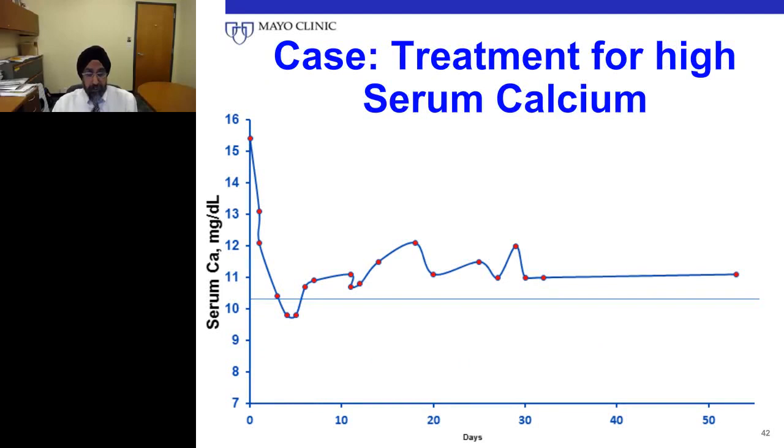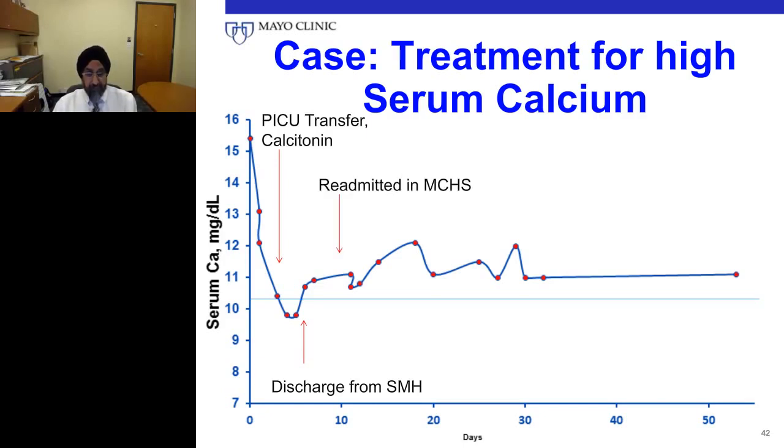So in order to take care of this patient, our physicians admitted this patient into emergency. And this patient was treated with a drug which is not approved for adults, calcitonin, which helped bring the calcium down to the normal range. But as soon as the baby was discharged from the hospital, which is St. Mary's Hospital in Rochester, Minnesota, calcium was trending high again. The baby was admitted again into the hospital to make sure that hypercalcemia is controlled. Baby was treated with another drug, which is pamidronate.